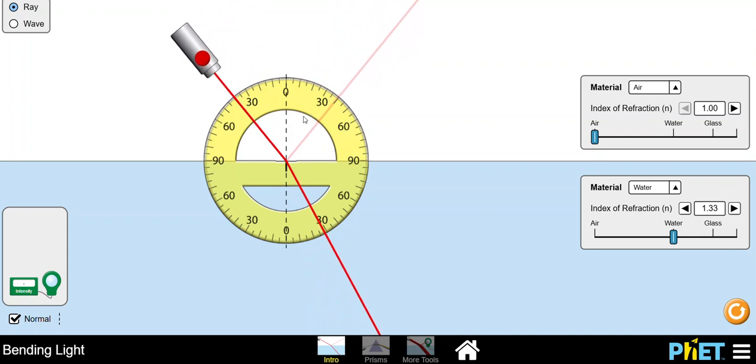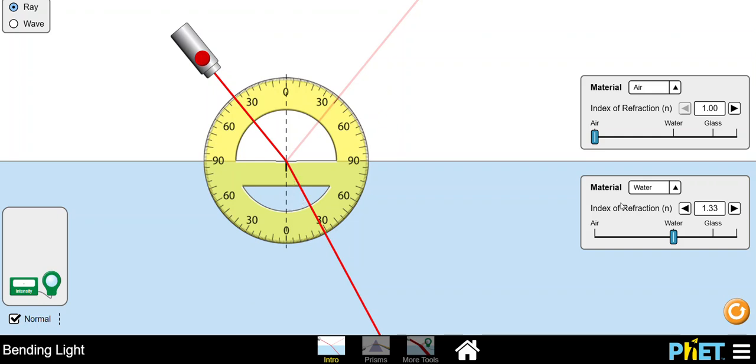So this angle over here between the normal and the reflected ray is the angle of reflection. And this angle between the normal and the refracted ray is the angle of refraction. Right, so this is the angle of reflection and the angle of refraction.